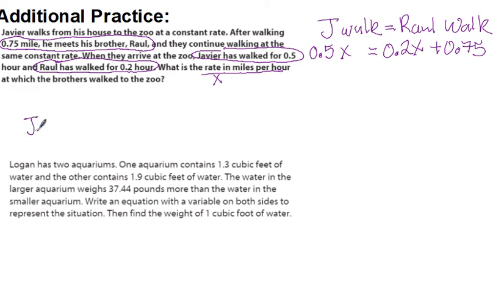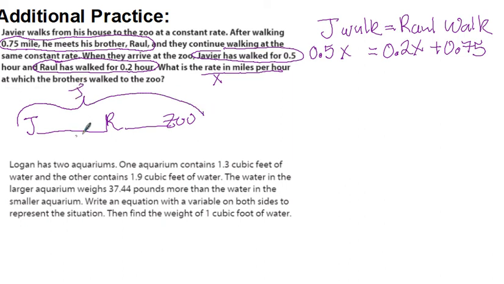This is Javier. He walks and meets Raul, and then they walk to the zoo. So this whole thing is Javier's, where Raul is this section plus the section his brother already walked, right? So that's why we have to take this 75/100ths and add it back to Raul's to make their distance the same.